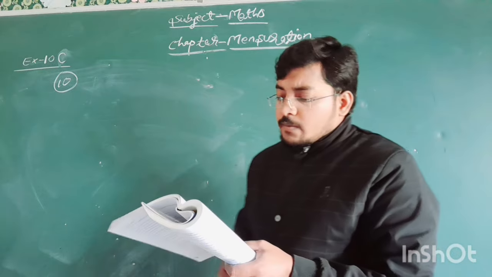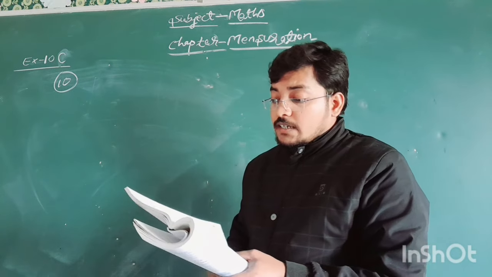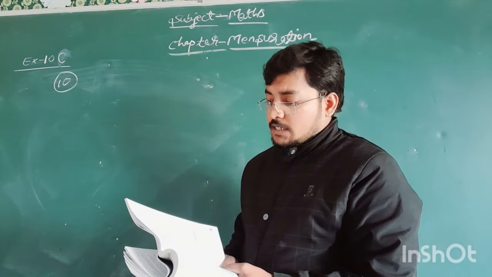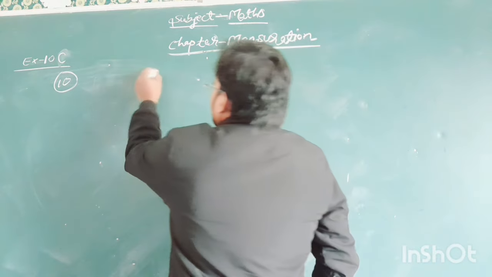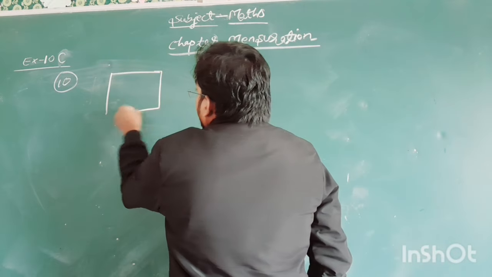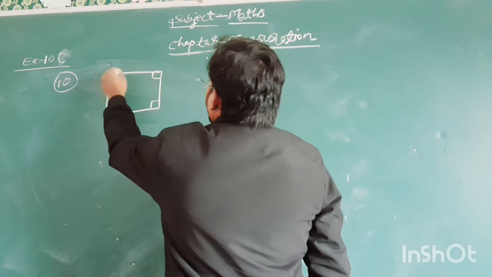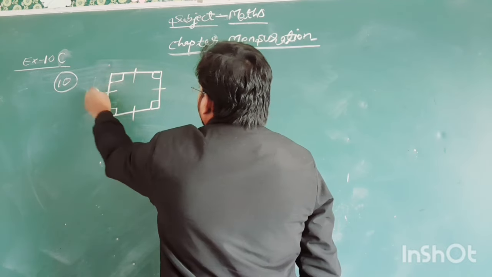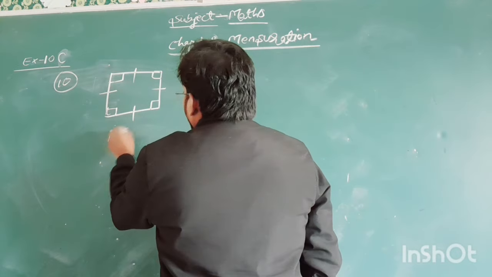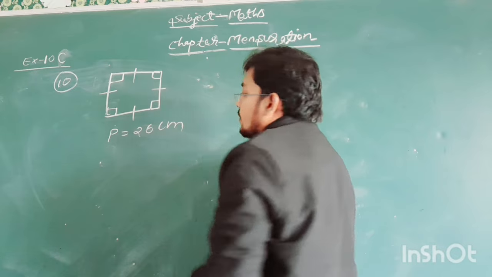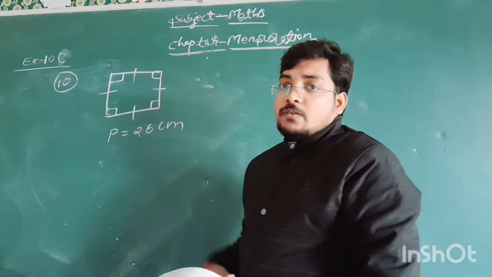Here is another problem, which is question number 10, in which the question is saying, find the area of a square whose perimeter is 26 centimeter. The figure is a square, so first we draw the square, and we know that all the sides of the square are the same, and perimeter is given, which is 26 centimeter. As we know, perimeter of a square is equal to 4 into side.